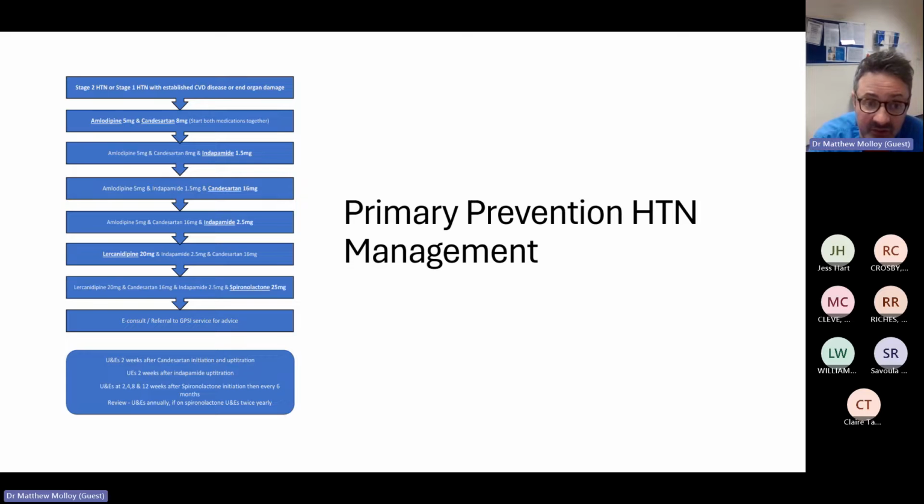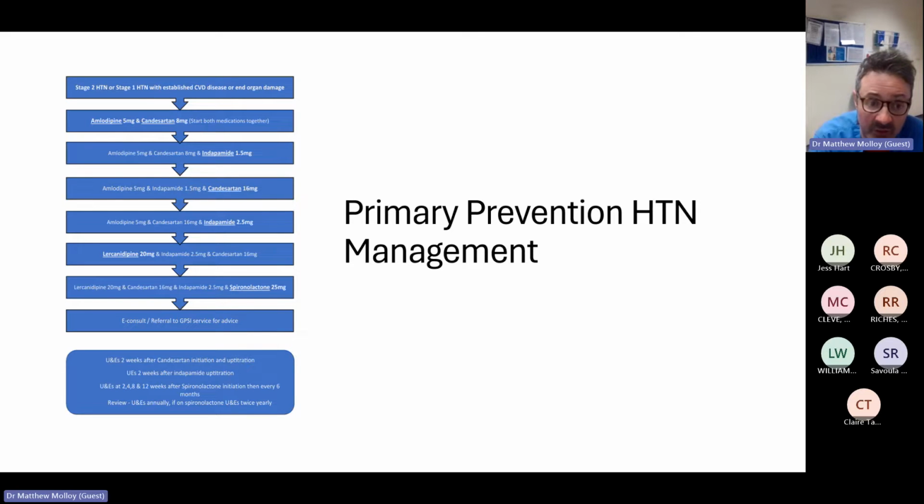There are medications obviously that we can use on top of these, but in primary care we say if you're on those 4, so calcium channel blocker, an ARB, indapamide, and an MRA in spironolactone, that's as much as you need to be doing. Regarding tests, patients have U&Es 2 weeks after the candesartan, 2 weeks after the higher dose indapamide.